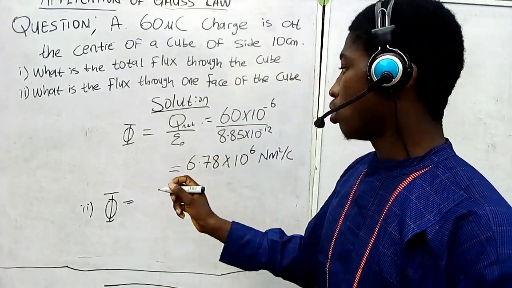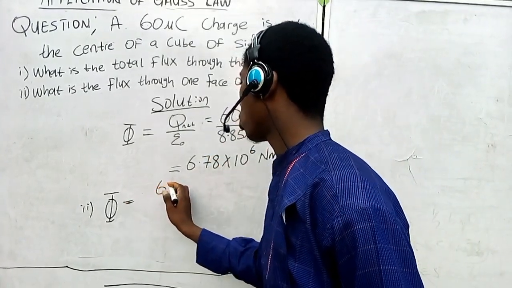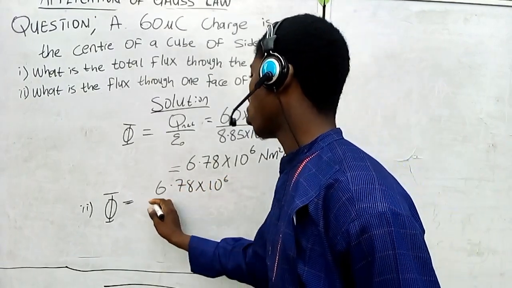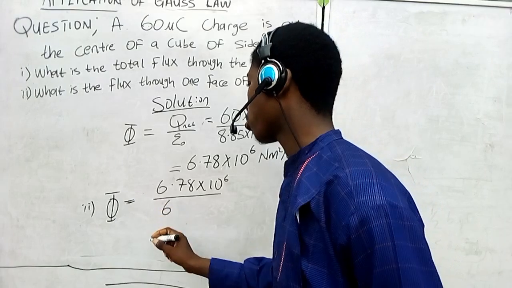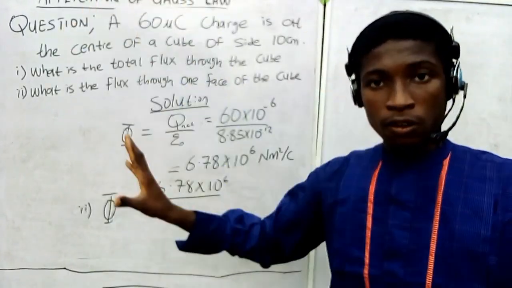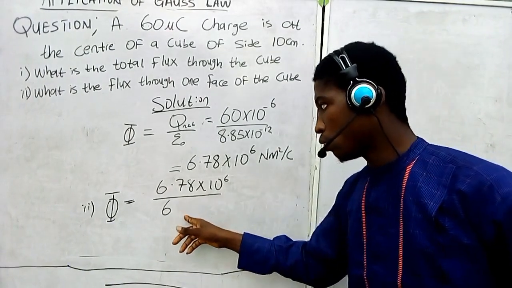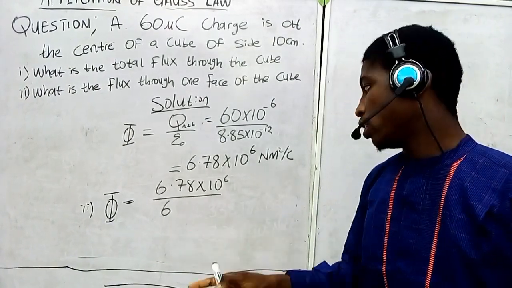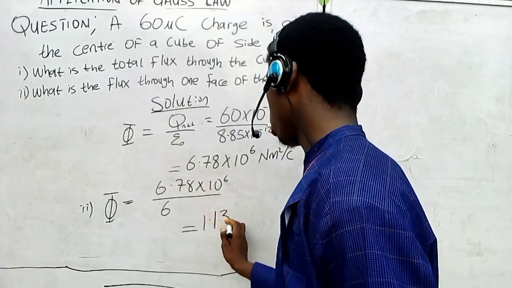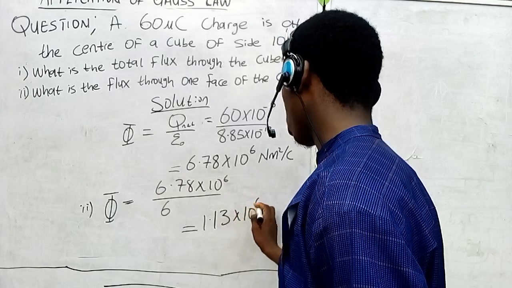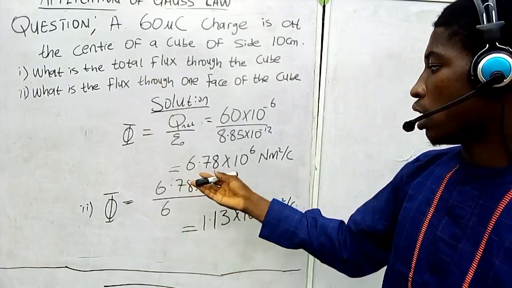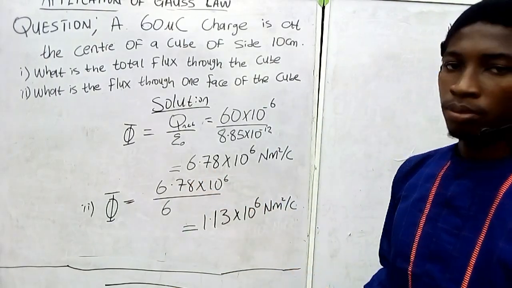Since it's a cube, you divide 6.78 times 10 to the power of 6 by 6, because this is for the whole cube, for the 6 faces, and now this is for the first face. So when you divide that, what will you have? 1.13 times 10 to the power of 6 newton meter squared per coulomb. And this is the answer for this question. It's as easy as that.